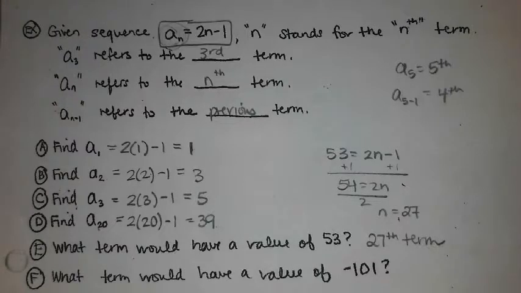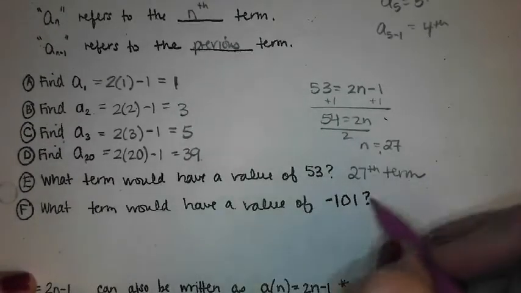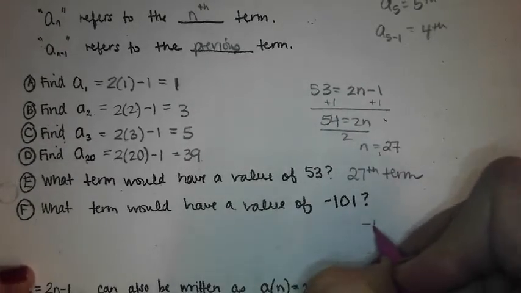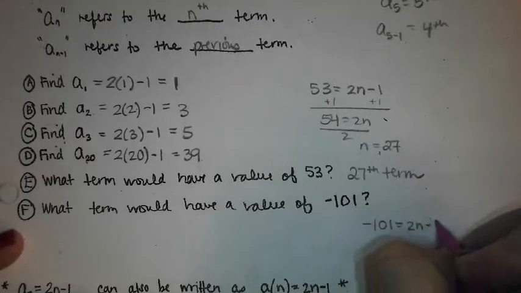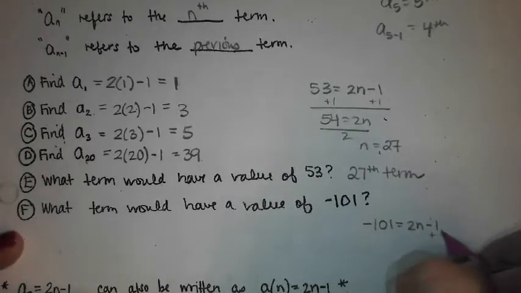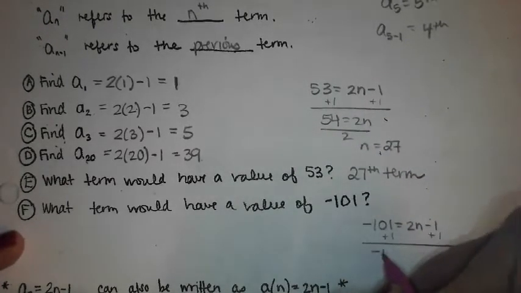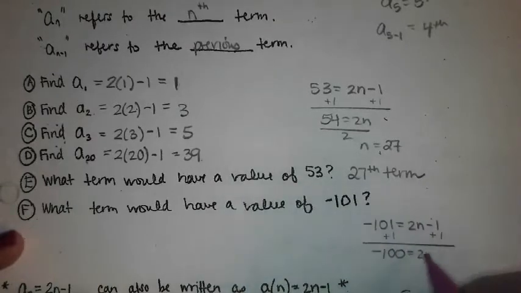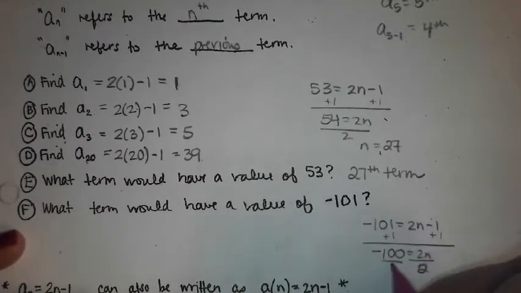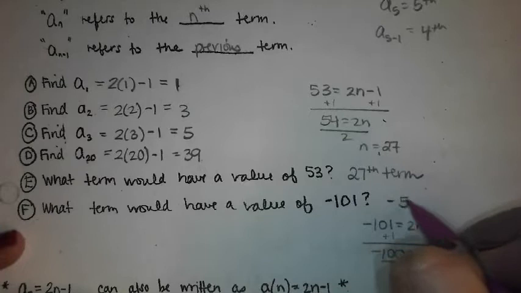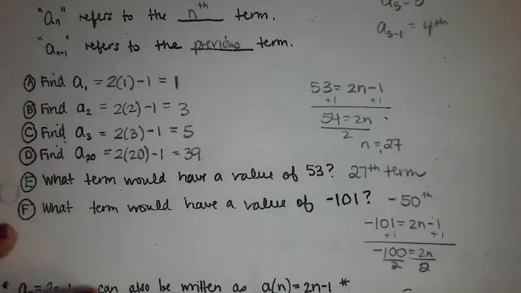What term would have a value of negative 101? Same idea, they're giving you the value. So negative 101 equals 2n minus 1. If you add 1 to both sides, you get negative 100 equals 2n. Divide by 2. So it's the negative 50th.